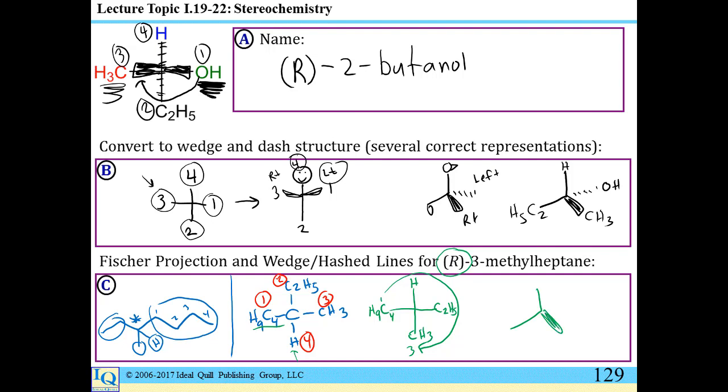If I then want to convert this to a wedge and hash line structure, I could use the same process as I did up here. Now some people can see the three-dimensional shape of objects without having to manipulate the shape using familiarity with people, and that's fine as well.